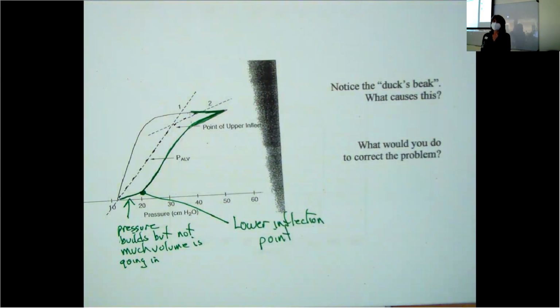All right, so what's causing the graphic to look like a duck's beak? And the answer is it's putting too much tidal volume into the lungs and overstretching the lungs. So a duck's beak forms when there's too much tidal volume and it overstretches the lungs.